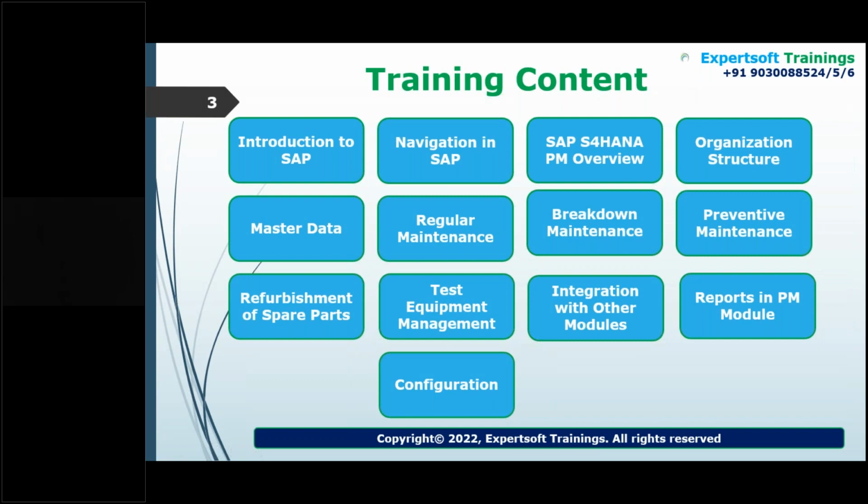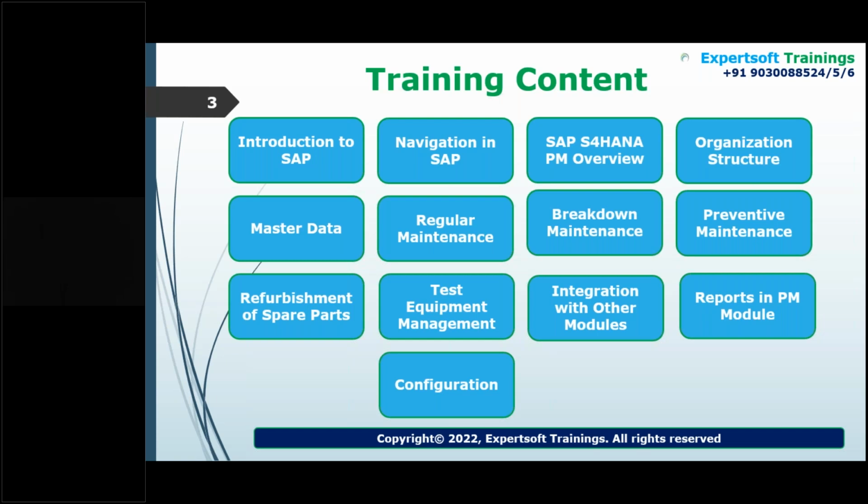So this is the training content. What we are going to have in this training content is an introduction to the SAP system, how to navigate in the SAP system, SAP S4HANA plant maintenance overview, organizational structure, master data, regular maintenance, breakdown maintenance, preventive maintenance, and refurbishment of spare parts. That means, for example, if any motor fails, it might be a bearing or a shaft or any other part of the equipment which can be repaired and reused in the machinery.